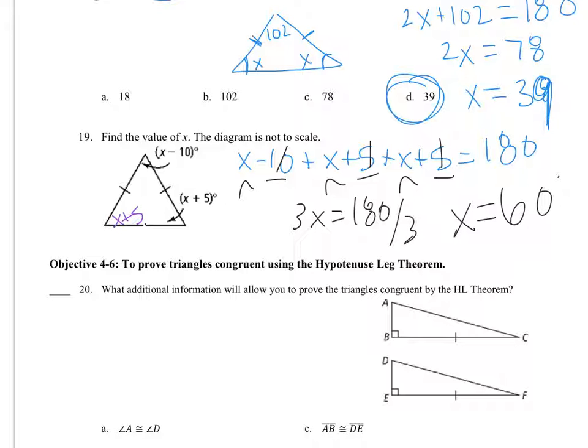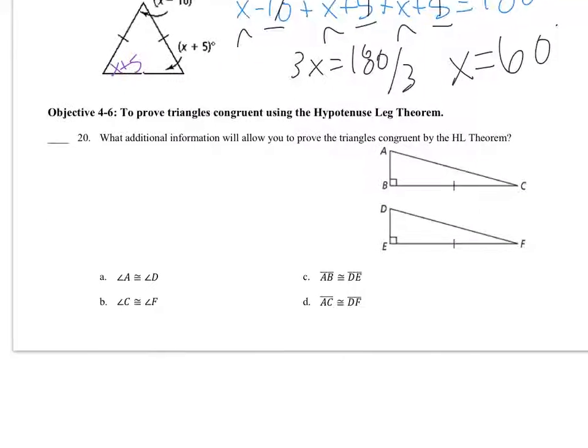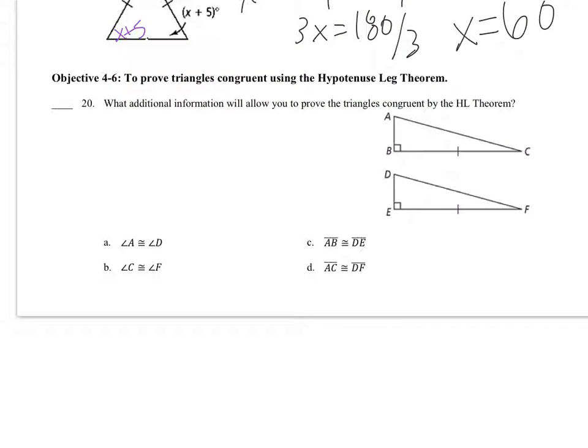So technically, that is an equilateral triangle since all the angles... Nope, I'm wrong. It's not equilateral because I would have to plug x back in. But I don't have to in this case because I'm just looking for x. But this angle would be 60 minus 10. So this would be 50. This would be 60 plus 5. So it would be 65 and 65. I was kidding. Last one on this page.